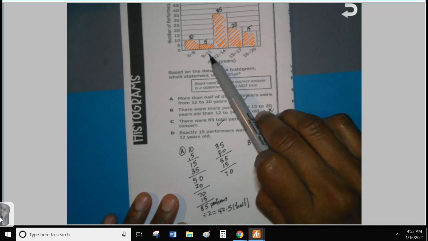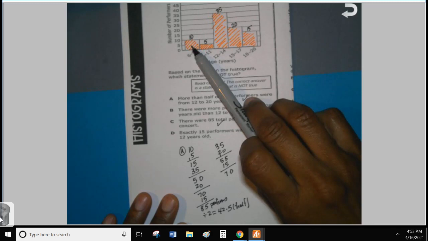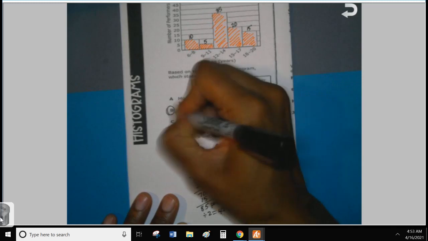Exactly 15 performers were less than 12 years old. So less than 12, that would be 9 to 11, which is 5, and 5 to 8, or 6 to 8. So we know 10 plus 5 is 15. So that is true. So which one is not true? B is not true because those numbers are equal. They're not more than the other.